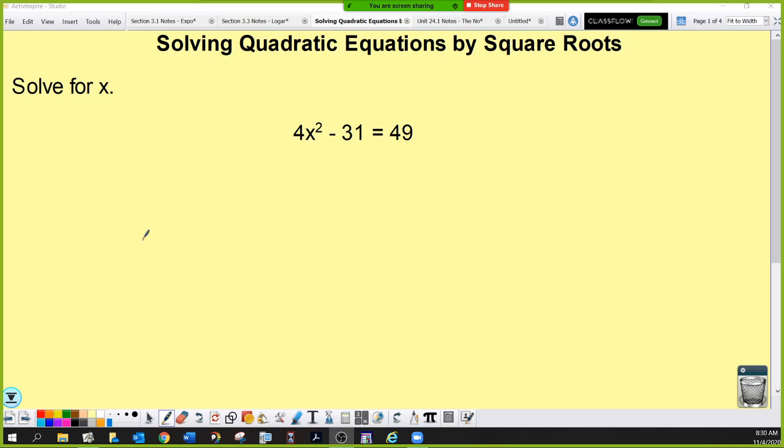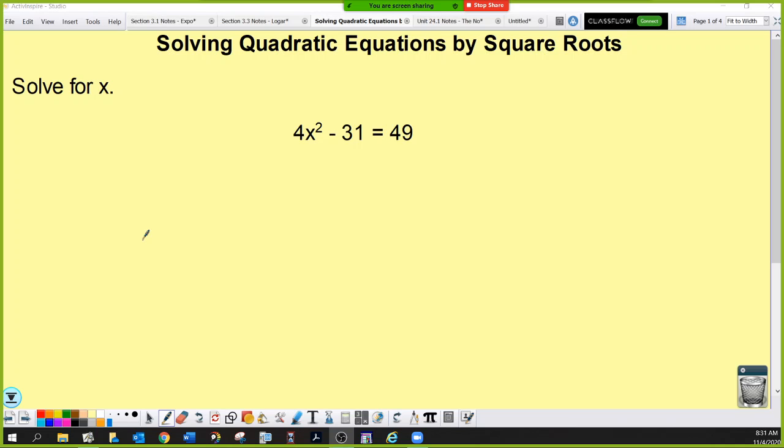Let's start chapter 3, solving quadratics. This time, solving quadratics by square roots. What that means is eventually you're going to be taking the square root of something, right? And that's going to require you to have the ability to reduce those square roots.